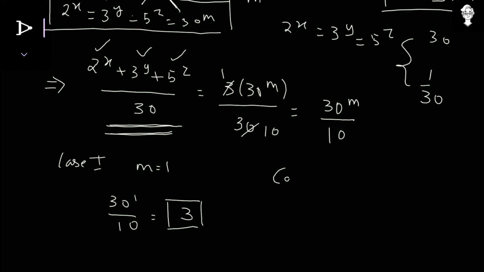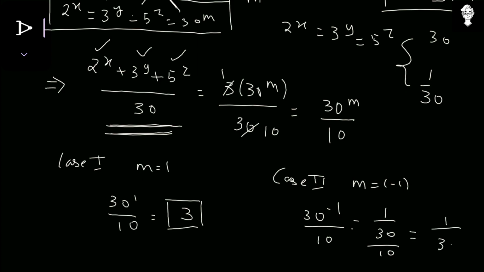Now in the case 2, we will take the value of m as equals to negative 1. So m is equals to negative 1. So we will have 30 to the power negative 1 upon 10. So 30 to the power negative 1 will become 1 upon 30. So 1 upon 30 upon 10. So this thing is going to be equals to 1 upon 300. So this is the second value of this particular thing.